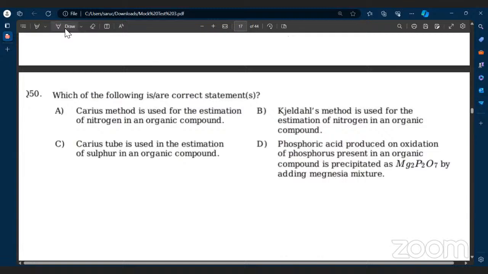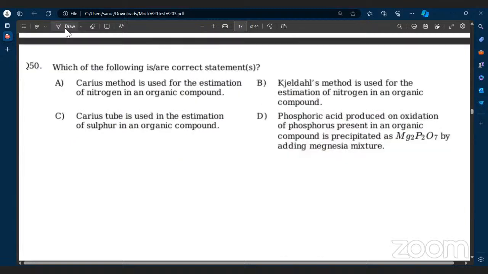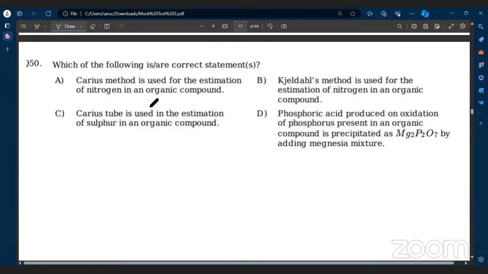Which of the following is the correct statement? Carius method is used for the estimation of nitrogen. Kjeldahl's method is used for the estimation of nitrogen. Carius tube is used in the estimation of sulfur, and phosphoric acid produced on oxidation of phosphorus present in an organic compound is precipitated as Mg2P2O7 by adding magnesium mixture. So which of the following is the correct statement? A is incorrect. Yes, A is wrong.